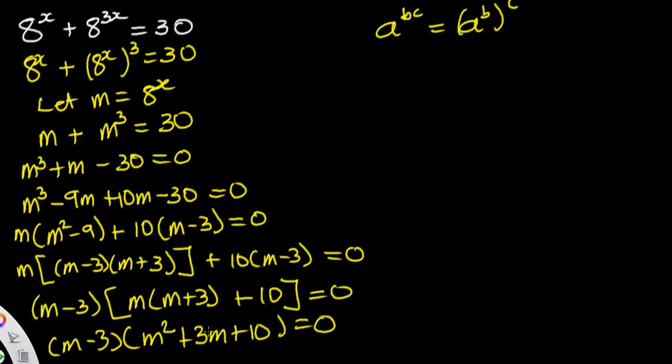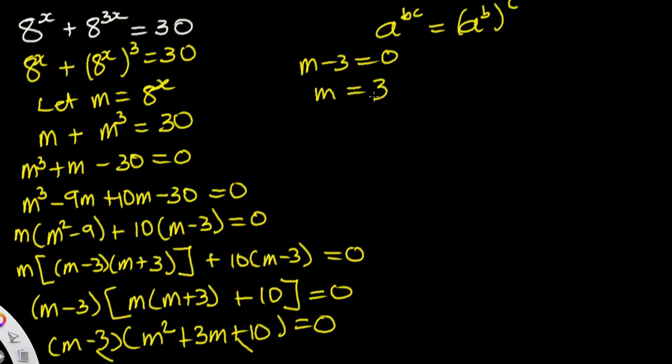So here we have two factors over here, so we are going to equate the first one to 0 and then the second one also to 0. So when we equate the first one to 0, we are going to have m minus 3 is equal to 0, so m will be equal to 3. I'm not going to do that for the second factor over here because this is going to lead us to complex numbers. So let us focus on the first factor.